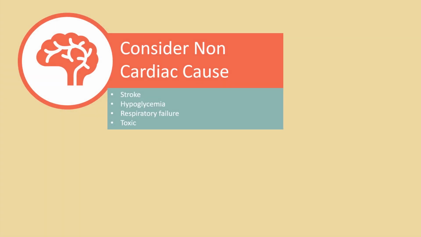So if we consider non-cardiac causes, in this case, again, it's your standard sort of things you'd think about: stroke, hypoglycemia, respiratory failure, toxidrome, and there are numerous others. You don't need our help for that. But it's just important to know that if they are perfused, you may be left in a funny realm where you have this pulseless patient who is actually adequately perfused and has some other cause.